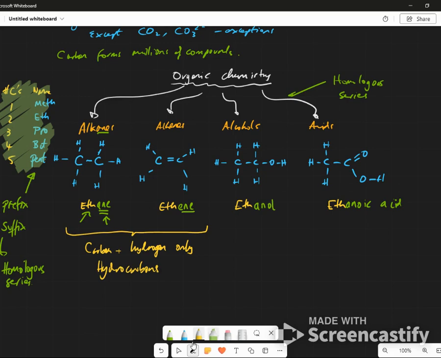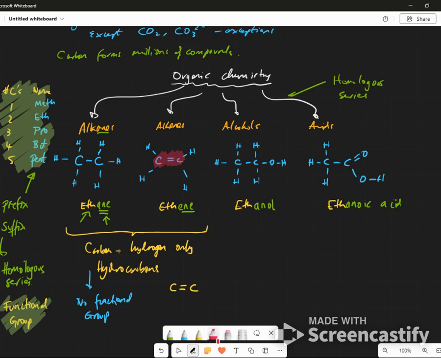Now, there's an interesting thing in organic chemistry called a functional group. The functional group tells us how the molecule is going to react. It gives the properties to the molecule. Interestingly, alkanes have no functional group. There's nothing there, it's just carbon and hydrogen. But alkenes do have a functional group, and the functional group of an alkene is a carbon-carbon double bond.